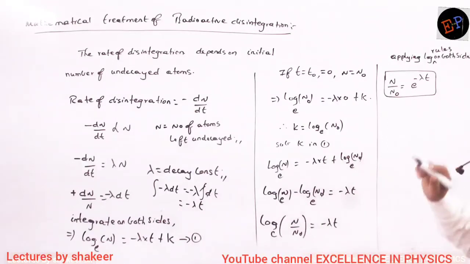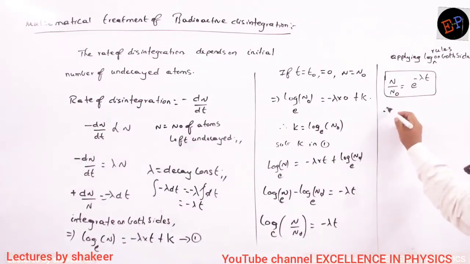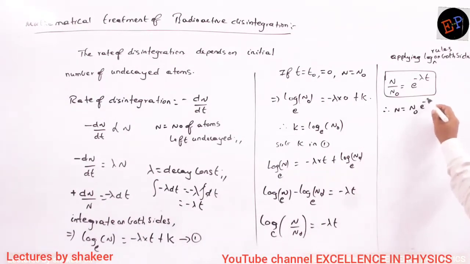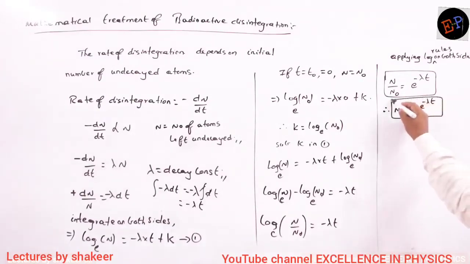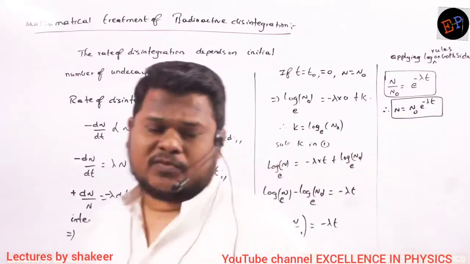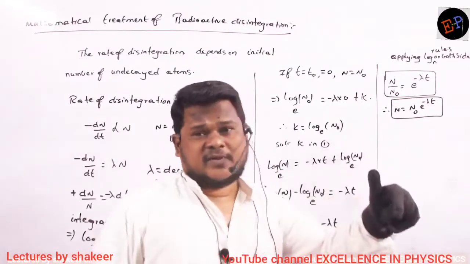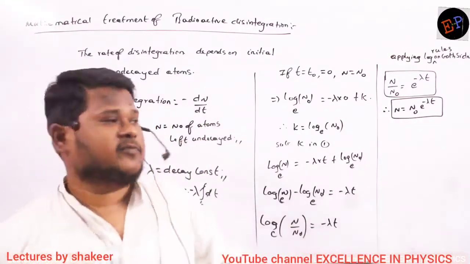Okay, so this equation can be converted into this equation. So therefore n can be written as n naught e power minus lambda into t. So this is an important relation. Are you able to understand? So what is meant by n here? Number of atoms left undecayed after a time of t.